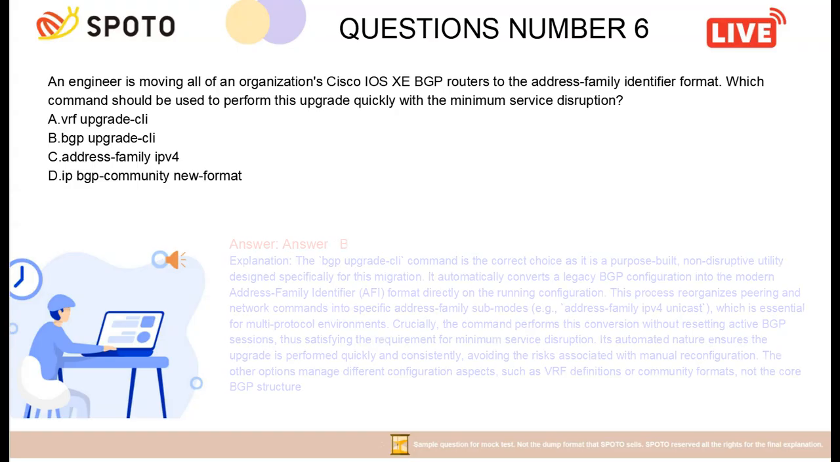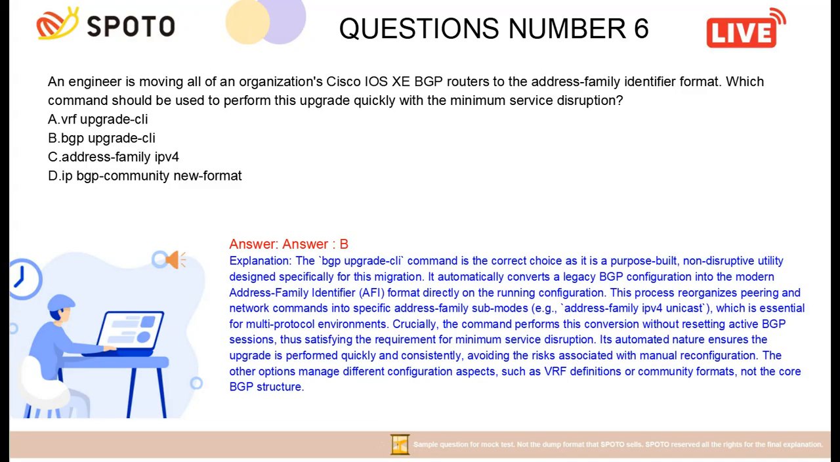Answer B. The BGP upgrade CLI command is the correct choice as it is a purpose-built, non-disruptive utility designed specifically for this migration. It automatically converts a legacy BGP configuration into the modern address family identifier, AFI, format directly on the running configuration. This process reorganizes peering and network commands into specific address family submodes, e.g., address family IPv4 unicast, which is essential for multi-protocol environments.